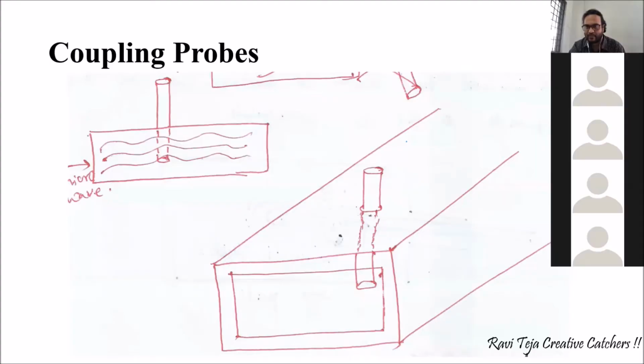And as this probe is used for both transmission and reception of the signal, you can either input the signal through a waveguide or cavity resonator, or you can take the output. You can extract the signal from the cavity resonator or waveguide through that particular hole with coupling.